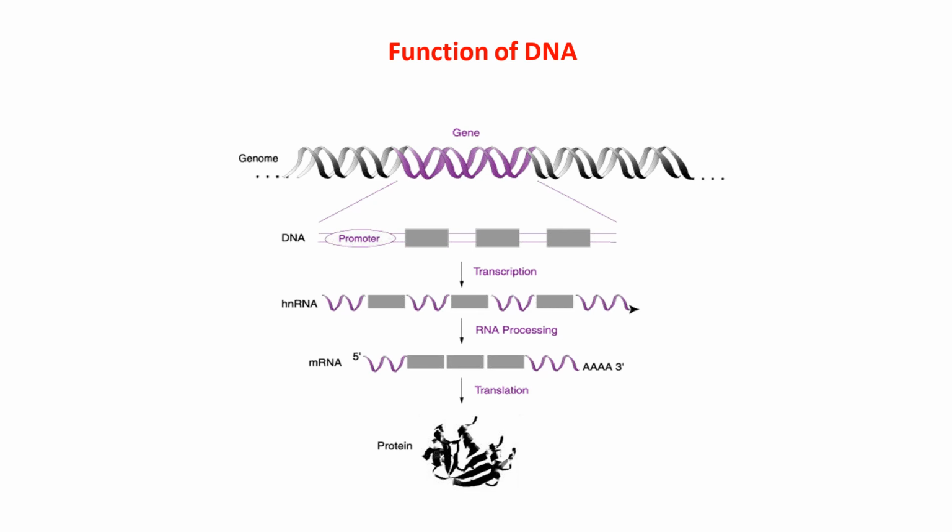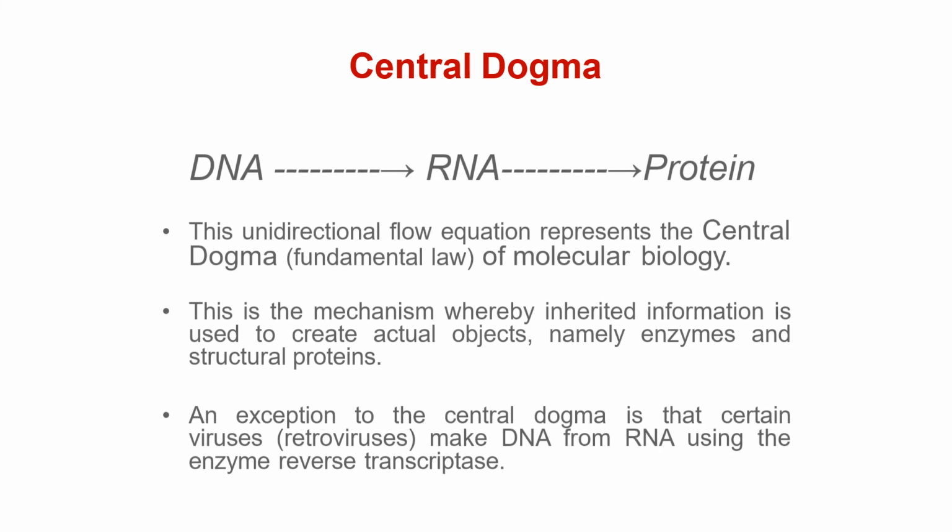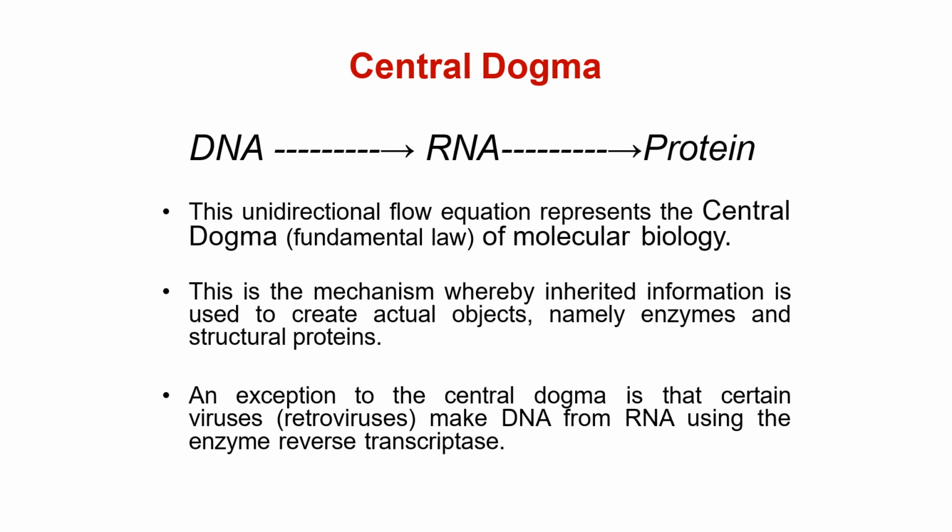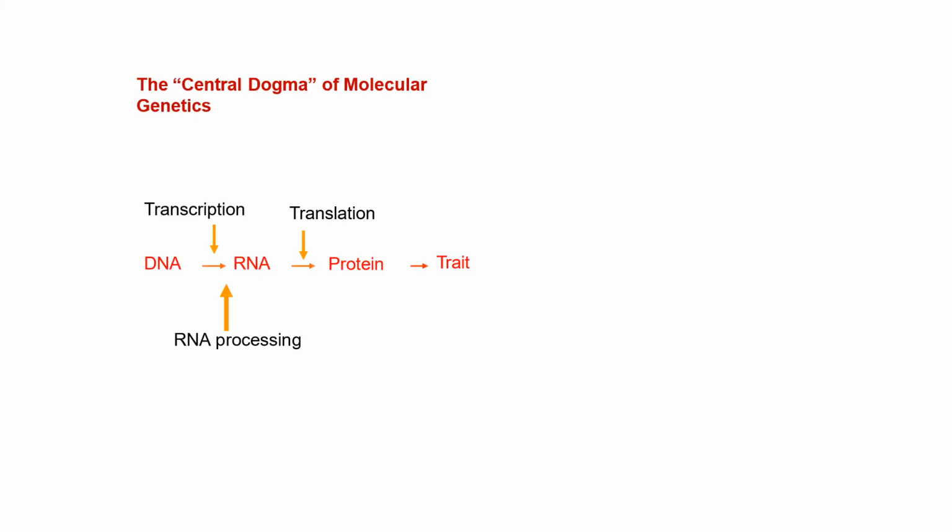You can see the structure here, the genome, the gene, and how it is transcribed to form RNA. So this is transcription. There is the central dogma: DNA forms RNA and RNA forms protein. This is a unidirectional flow, which represents the central dogma, the fundamental law of molecular biology. Central dogma means DNA changing into RNA is transcription, and RNA changing into protein is translation.